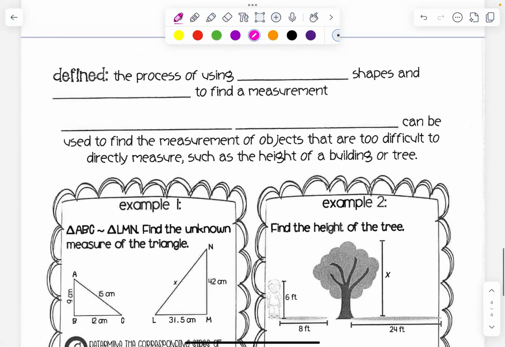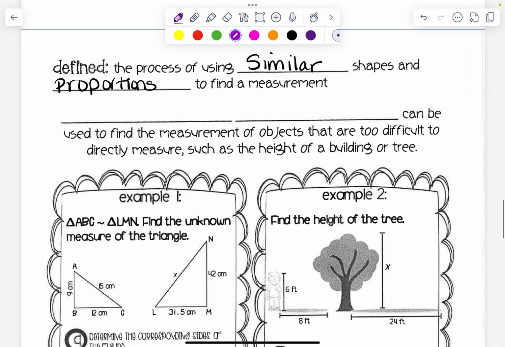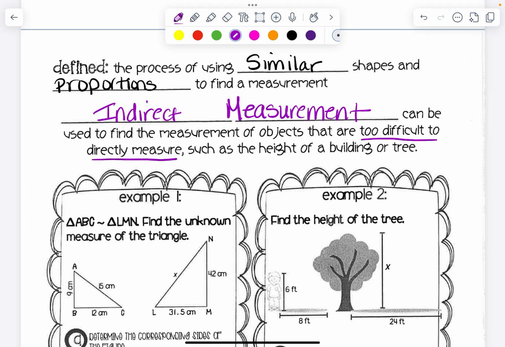So indirect measurement is the process of using similar shapes. So let's go ahead and write the word similar, and proportions to find a measurement, just like we did with similar figures. Indirect measurement can be used to find the measurement of objects that are too difficult to directly measure, such as the height of a building or a tree.